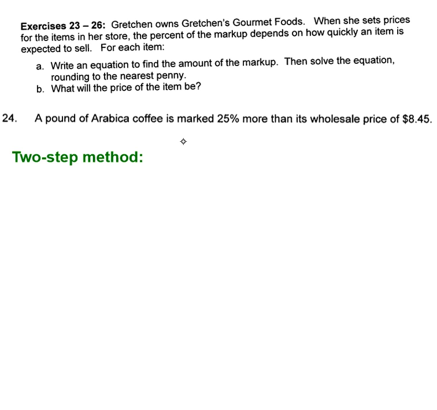So this says a pound of Arabica coffee is marked 25% more than its wholesale price of $8.45. So if you think about how that's going to work, we're going to have the wholesale price plus the markup, and that'll give us our retail price.